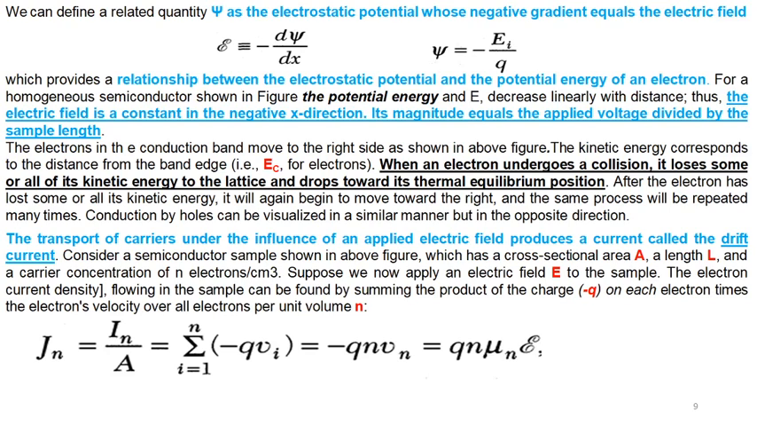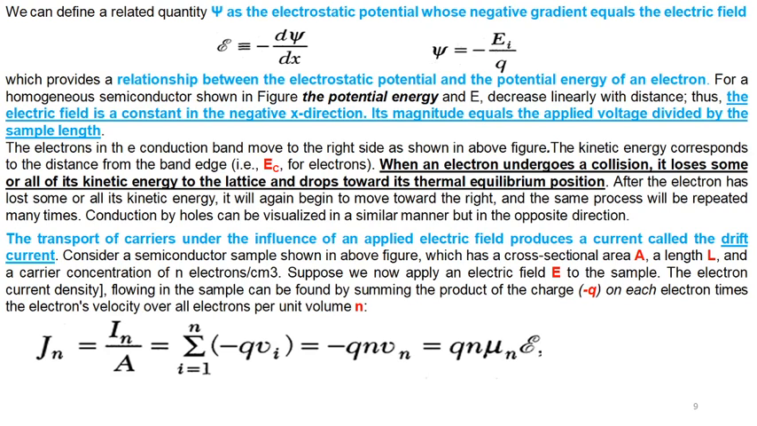When a collision takes place, there is an energy transfer. An electron moving inside the semiconductor sample loses energy when it collides with the lattice atoms or even impurity atoms, and drops towards its thermal equilibrium position. This transfer of carriers under the influence of an electric field produces a current.